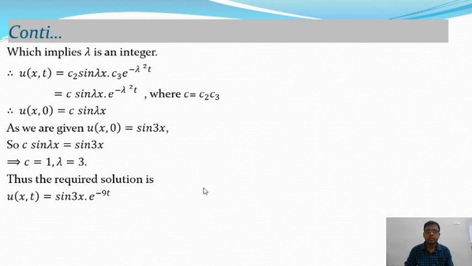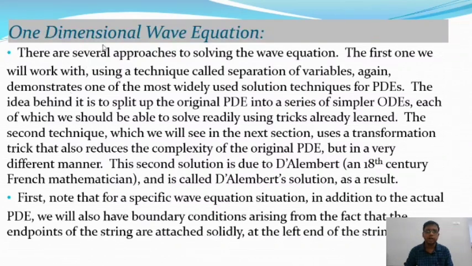Now we move on to the next part of the partial differential equation, the one dimensional wave equation. There are three basic parts of partial differential equations: the first one is the one dimensional wave equation, the second one is the one dimensional heat equation, and the third one is the two dimensional heat equation or the Laplace equation. We are going to find the solutions of these three partial differential equations by using the method of separation of variables.